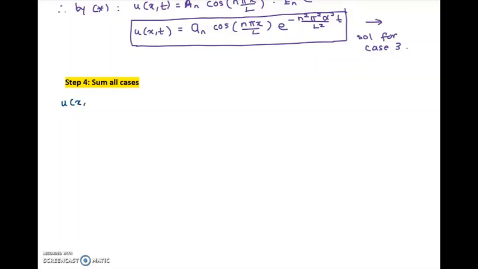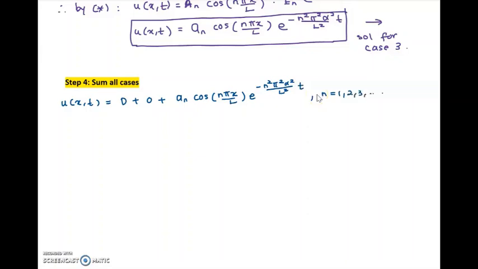So the solution u of x,t equals, from case 1, that is D. You can refer to the solution in case 1. In case 2 we don't have the solution, that is 0. And from case 3, that is what we have up here. So an cos n pi x over L exponent negative n square pi square alpha square over L square times t, with n from 1 up to positive infinity.